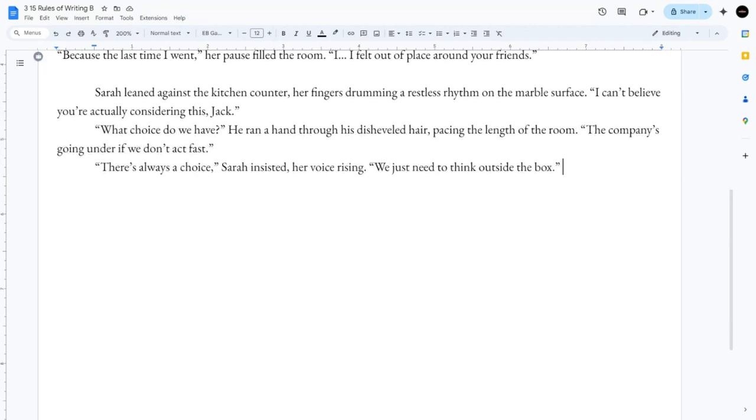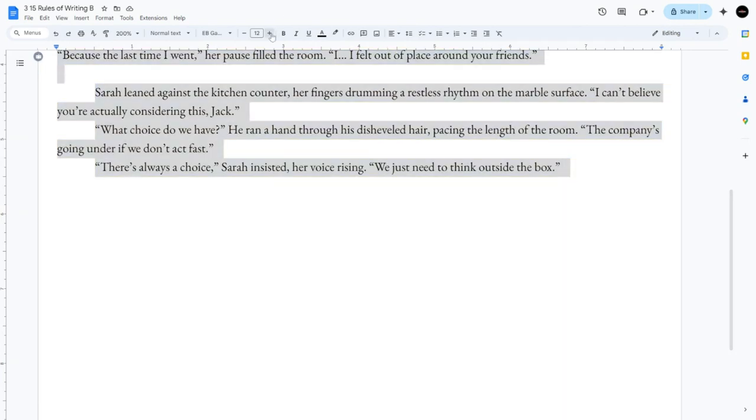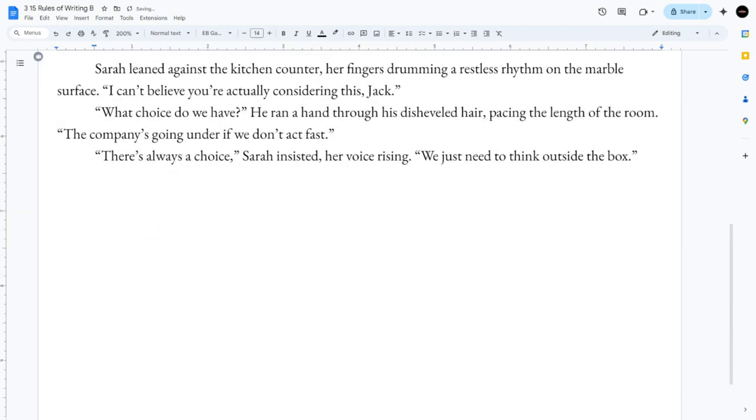All right, so this is what I read in the beginning. Sarah leaned against the kitchen counter. Is that too small for you? Let me make it a little bit bigger. It's not the size, you know, it's really how you use your words. Sarah leaned against the kitchen counter, her fingers drumming a restless rhythm on the marble surface. "I can't believe you're actually considering this, Jack." "What choice do I have?" He ran a hand through his disheveled hair, pacing the length of the room. "The company's going under if we don't act fast." "There's always a choice," Sarah insisted, her voice rising. "We just need to think outside the box."